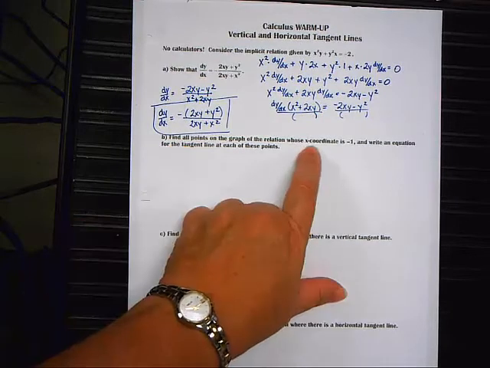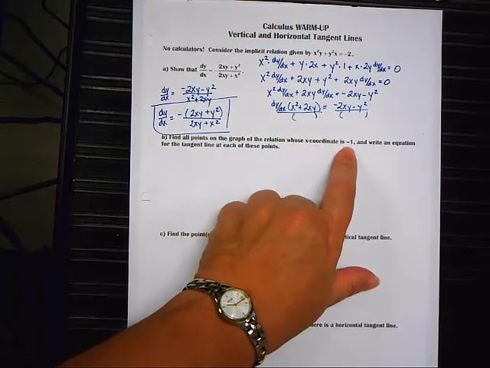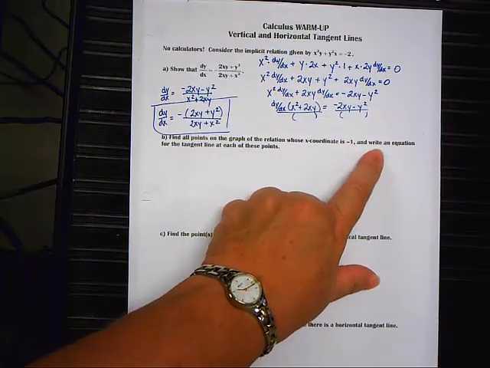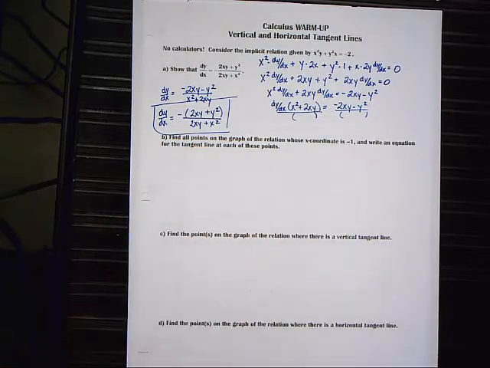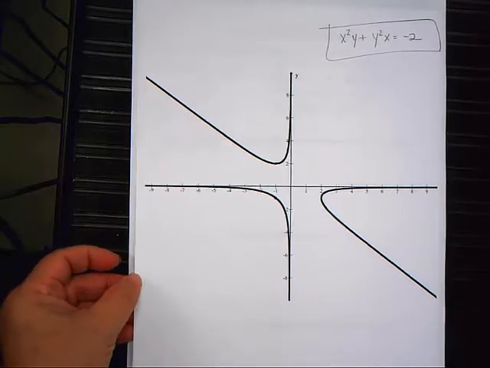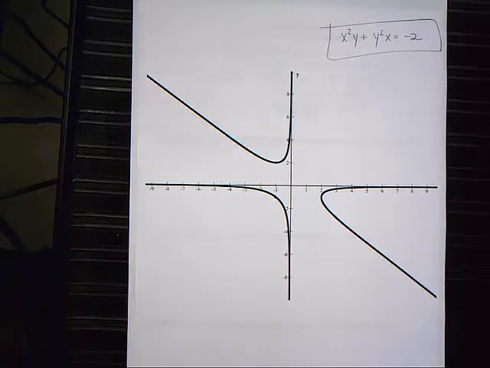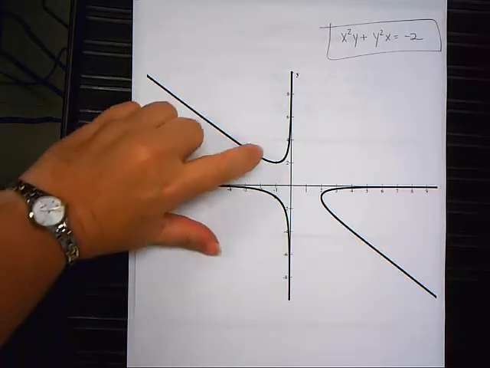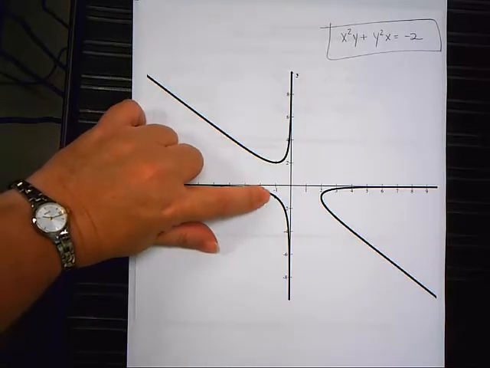Okay. So on the graph of the relation, find all points whose x-coordinate is -1, and write the equation of the tangent line at each of those points. Okay. A lot of times you read words and you're like, words, no big deal. Let's take a picture, because a picture, I think, is worth 1,000 words, like the old saying goes. Now, looking at that picture, how many points on that graph have an x-coordinate of -1? How many do you see? I see 2. One right here and one right here.